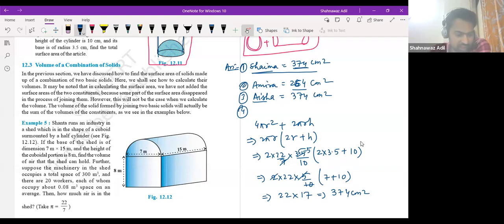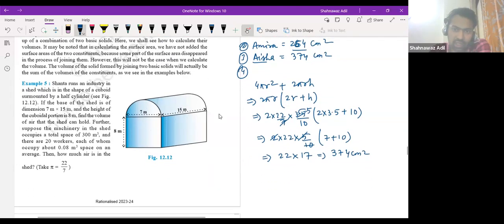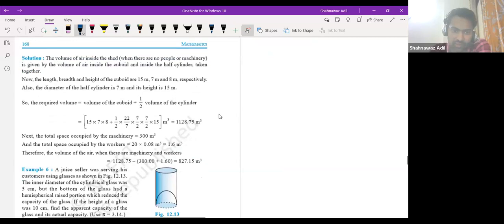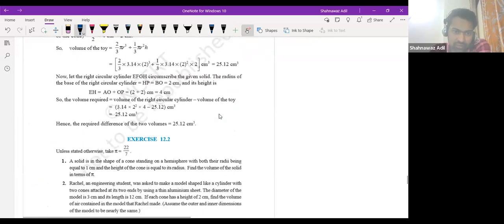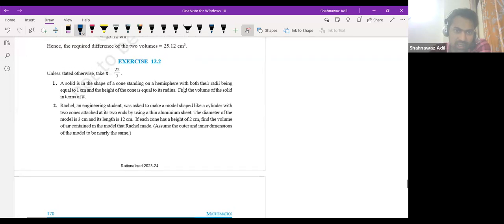Okay, so now, this chapter we have already done, volume of combination of solids. We have done the conceptual part, so now we will do a question. A solid is in the shape of a cone, standing on a hemisphere with both the radii being equal to 1 centimeter, and the height of the cone is equal to its radius. Find the volume of the solid in terms of pi.